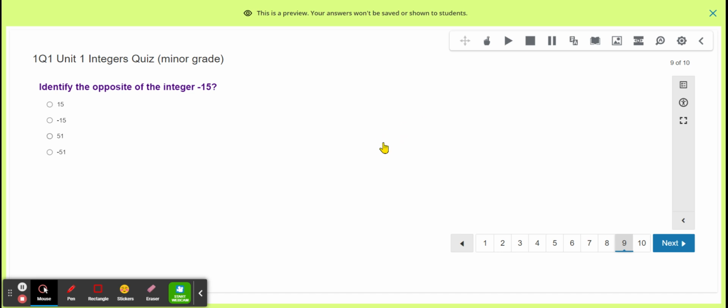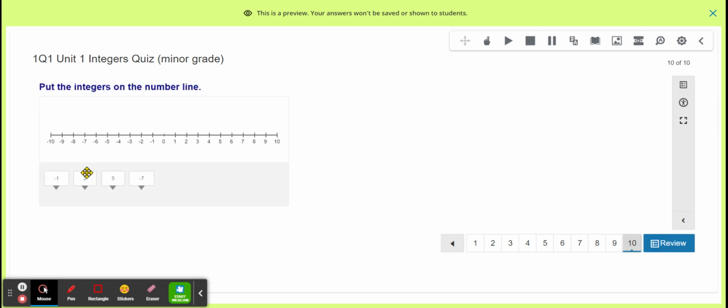The opposite of -15 would be +15. And we're just going to drag and put these on the number line. So this one's going to go at -1, +2, +5, and -7.